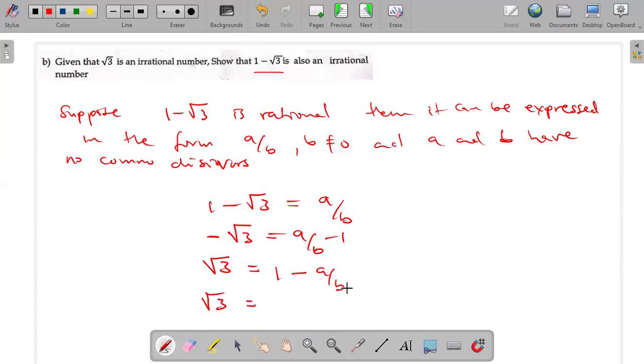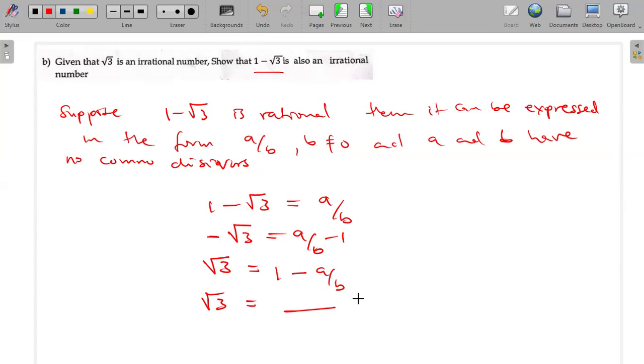Square root of 3 is going to be equal to, making this into a single fraction, B minus A over B. Now B minus A is an integer, and B also is an integer. And if we have an integer over an integer like this as a fraction, it means this whole thing here is rational. So since we've expressed this in the form A over B, 1 minus A over B is just an integer, and it being an integer makes this fraction here rational.